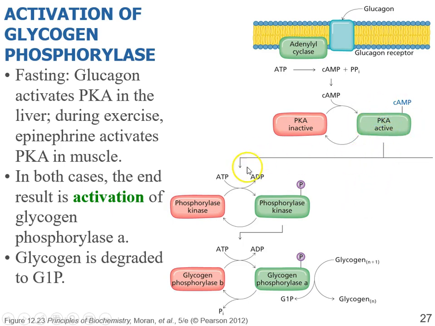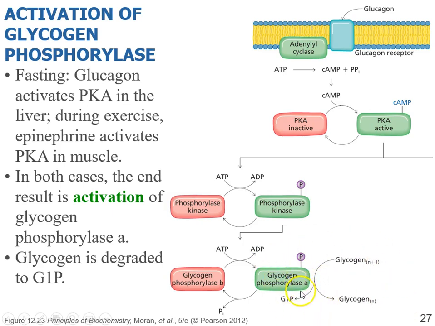Now there's another little wrinkle right here. Protein kinase A actually doesn't phosphorylate glycogen phosphorylase directly. What happens is the protein kinase A phosphorylates phosphorylase kinase, which is another kinase, and phosphorylation turns it on, and then phosphorylase kinase phosphorylates glycogen phosphorylase, and phosphorylation turns it on. And all these names sound the same.